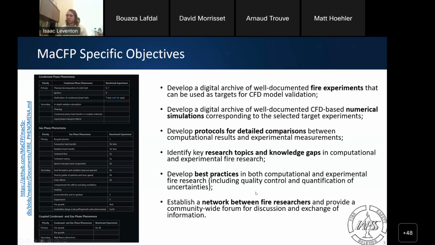We would like to develop the protocols that we need to compare these results in an objective way, identify what knowledge gaps we have, what we can simulate well, what we need more work on, and work on best practices for both the experimentalists and the modelers for how we set up our tests, present our uncertainties, document how we run our simulations, and present our results. And I'll say this time again through the meeting, we really do want to establish a network between researchers in this field, both experimentalists, both modelers, to have a collegial atmosphere where we can present these things and do it together versus working in our own silos.